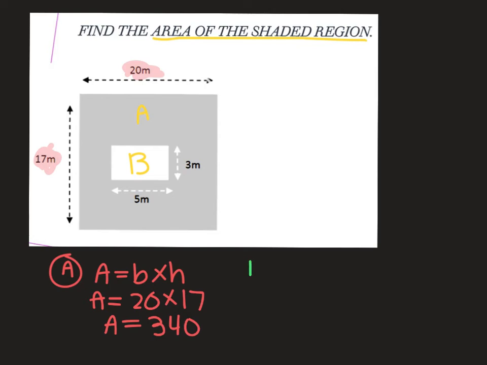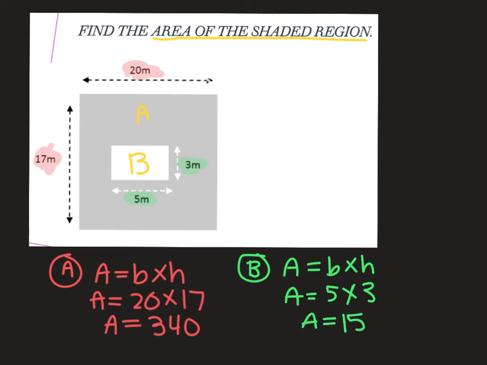For shape B, we're still doing area equals base times height. In shape B, my base is 5, my height is 3. So area equals 5 times 3. 5 times 3, hopefully you don't need a calculator for that, is 15.